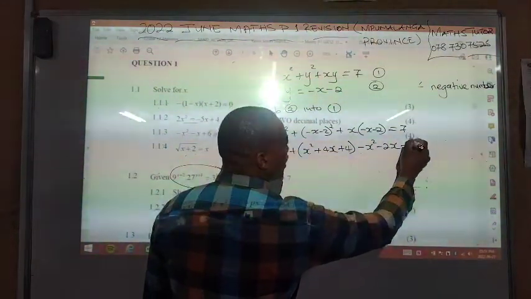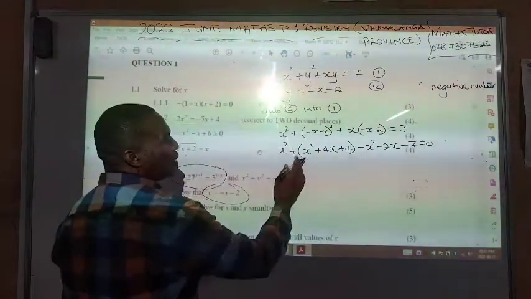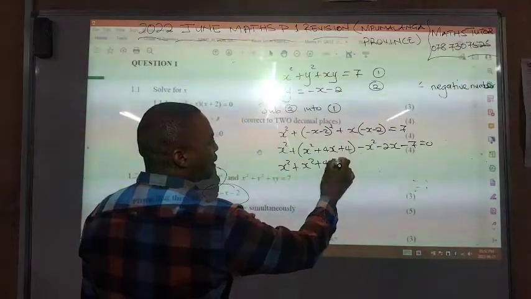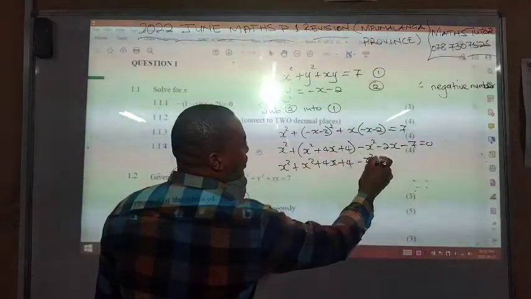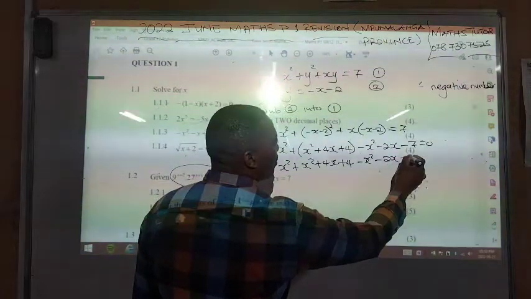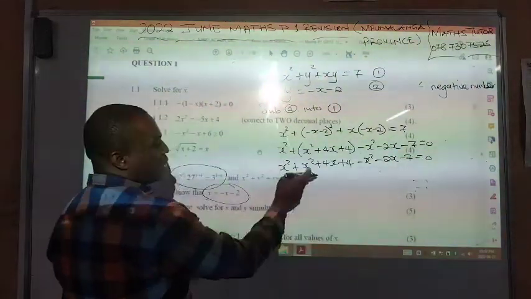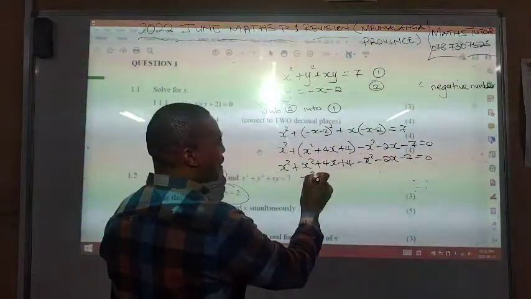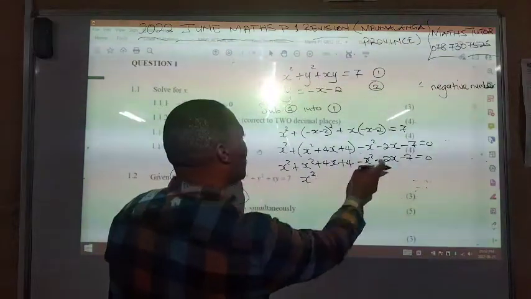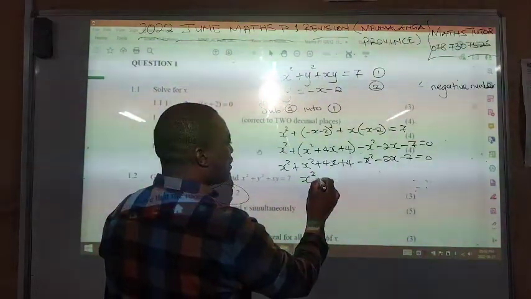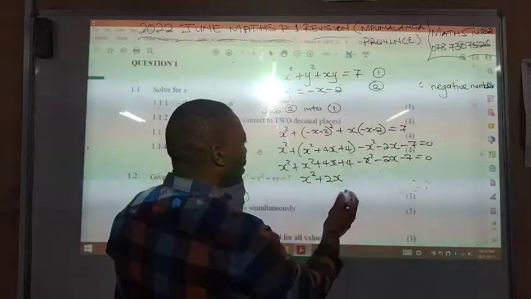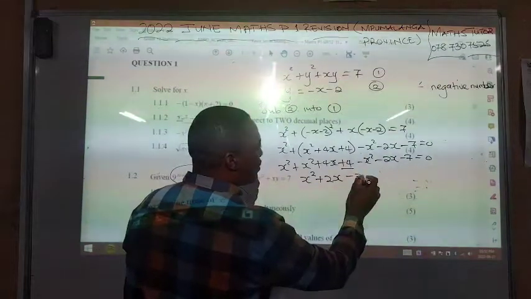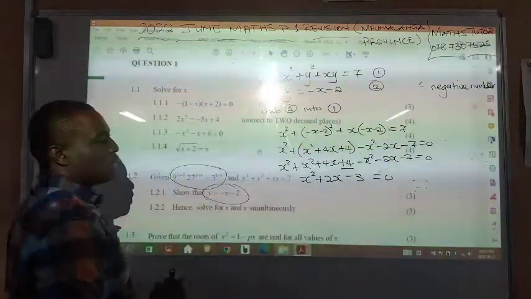Then we can bring even the 7 this side, equal to 7. So this will be x squared plus x squared plus 4x plus 4 minus x squared minus 2x minus 7 is equal to 0. Like terms: x squared plus x squared minus x squared will give us x squared. 4x minus 2x will give us positive 2x. And then 4 minus 7 will give us negative 3, which will be equal to 0.